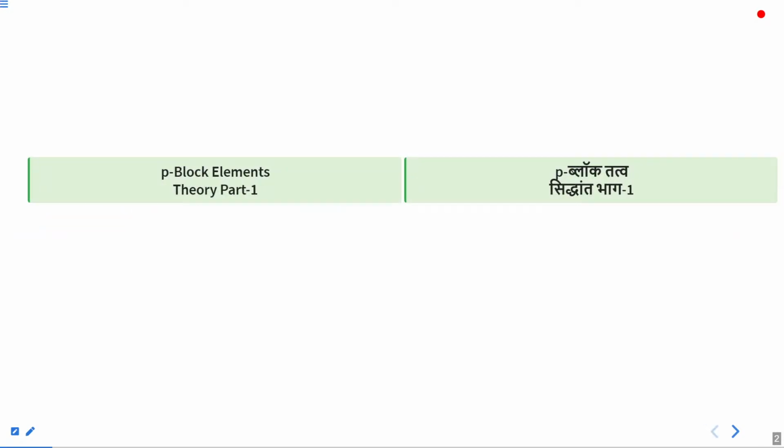Our today's chapter will be P block. We will see the theory part first of all, then we will move to questions. So with that, let us move to the theory part of today's chapter, which is P block.